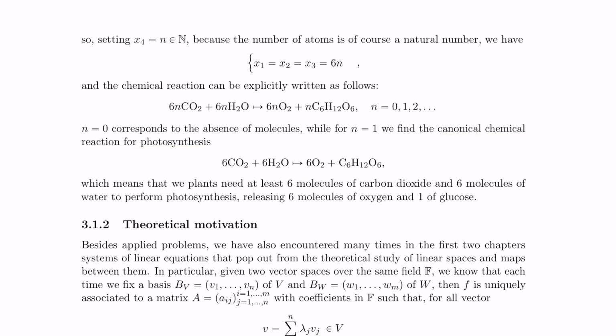So this analysis shows that plants need at least 6 molecules of carbon dioxide and 6 molecules of water in order to perform photosynthesis. And when they do that, they release 6 molecules of oxygen and 1 molecule of glucose. Since a lot of the oxygen that we all breathe is produced by plants through photosynthesis, I can think of a better practical example to motivate the interest in linear systems.